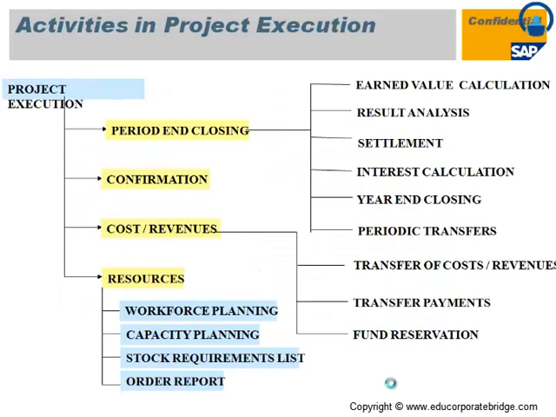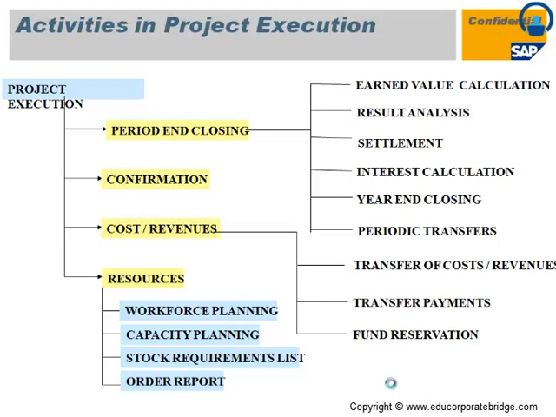So during project execution, the key points are the period end closing. The period end closing is nothing but your progress analysis, your result analysis and the settlement, your interest calculation, year end closing and periodic transfer. The settlement is nothing but the transfer of the cost from one object to another object. As your WBS is a temporary cost collector, you can transfer that cost from the WBS to the respective cost center, GL account or a fixed asset, and that depends upon the different kinds of projects.